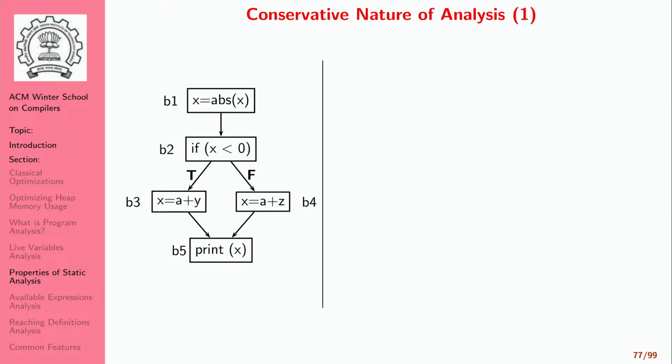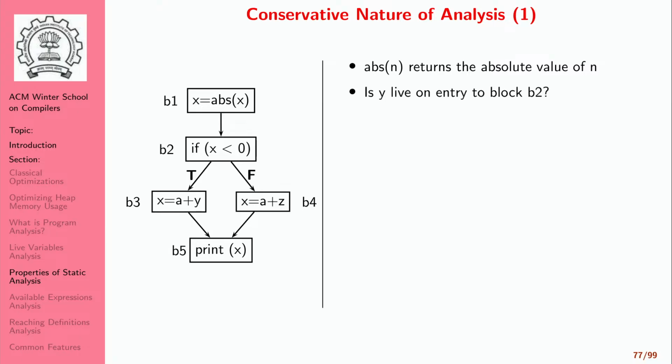Now, these are two important slides here. Conservative nature of analysis. Help me answer these questions. Absolute n returns the absolute value of n. Is Y live on the entry to block B2? Look at the program and help me answer this question. Yes or no? Yes? Should it be live?